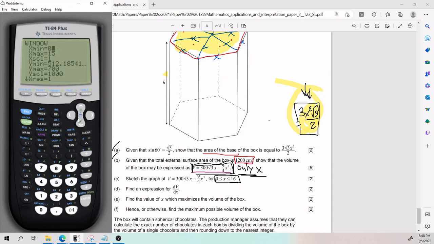So I'm going to put minimum 0, maximum 16. And my y values, well, I can eyeball them later. But since we're talking about volume, I would assume it's kind of big. So I'm going to put minimum 0, maximum, I don't know, maybe 1,000. My scale for some reason is on 1,000. I'm going to change it to 10. To each their own. I go ahead and graph.